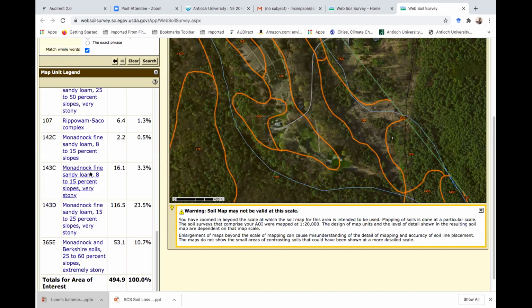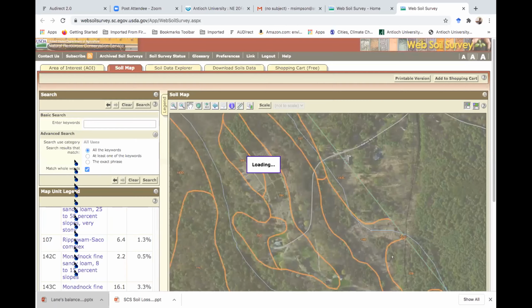And then it gives you the slope, 8 to 15%. A C slope is 8 to 15% slope. And it says it's very stony. Okay, so that's the quick and dirty. And if you double click on this, on the soil description, it's loading it. Taking a while.